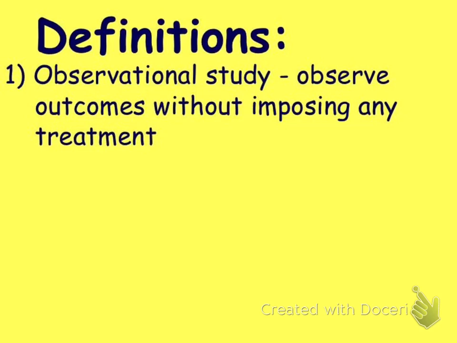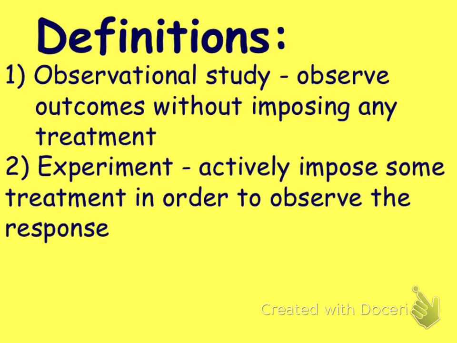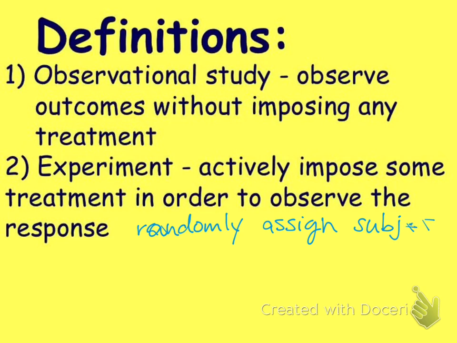Today, we're going to talk about experimental design, or experiments. That's when you are actively imposing some treatment in order to observe the response. So you don't use the sampling methods we talked about for that. You are randomly assigning subjects to treatments. And we're going to talk about ways that you can do that. There are 3 different ways you can randomly assign subjects to treatments.